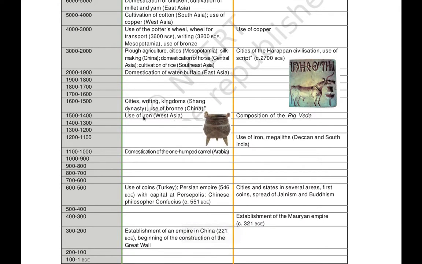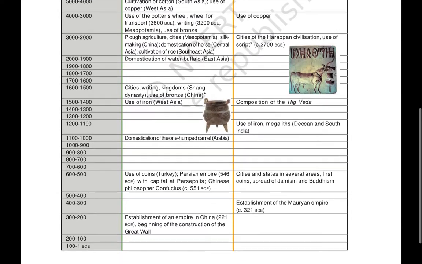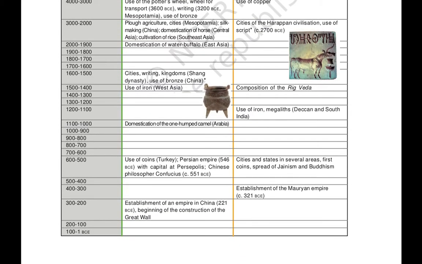Then 1900 in Asia, domestication of water buffalo in East Asia. Then 1900 onwards to 1600: 1900 to 1800, then 1800 to 1700, then 1700 to 1600, and then 1600 to 1500 in this timeline. In Asia, cities, writing, kingdoms, Shang dynasty, use of bronze in China.